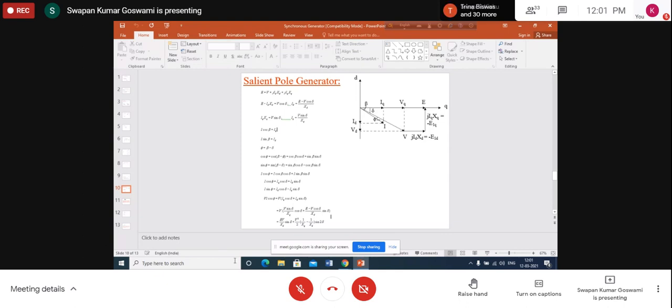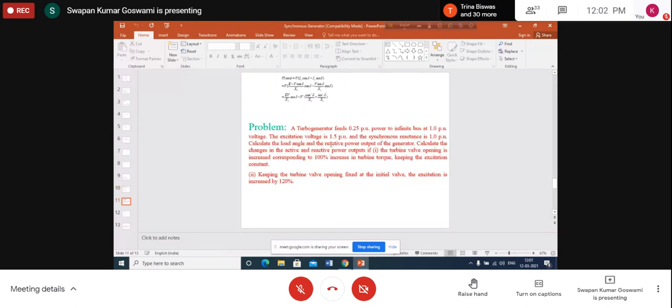Now let us see how we can change the reactive power. Reactive power, how we can measure? VI sin φ is the reactive power. So I sin φ, you put the value of I sin φ, it will be Id cos δ minus Iq sin δ. So put the value, it will be V into E minus V cos δ by Xd cos δ minus V sin δ by Xq sin δ.